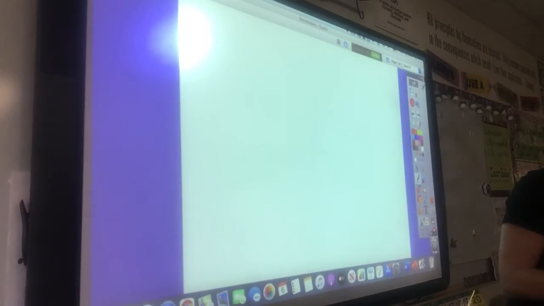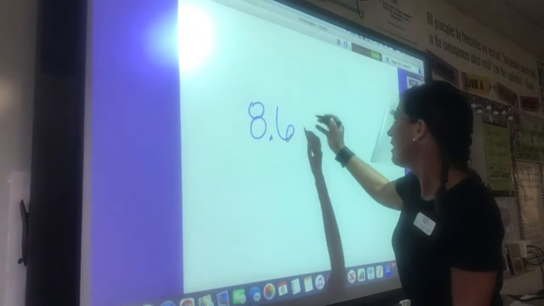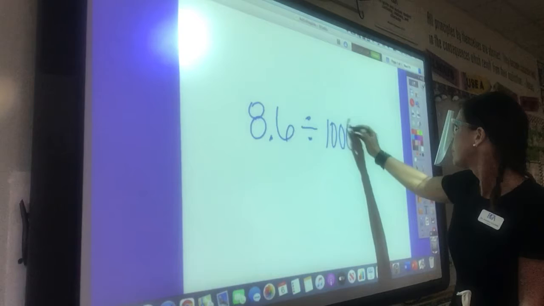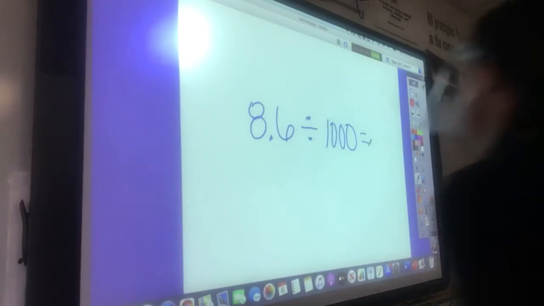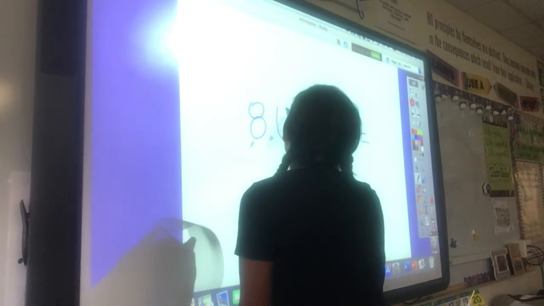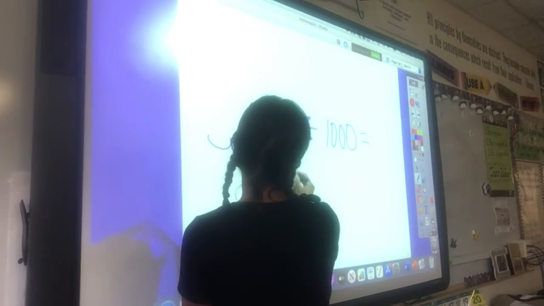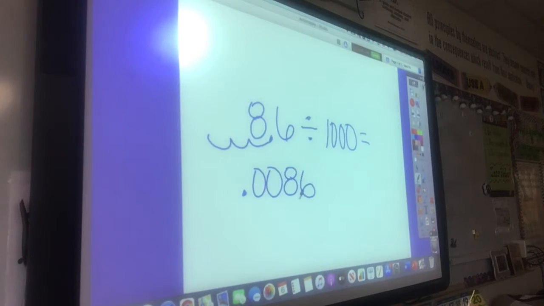Okay, let's do 8.6 divided by 1,000. Okay, 1,000 has 3 zeros in it. So you have to do something on this one when you jump backwards. So Carlo, would it be 0.0086? 1, 2, 3. So it's .00086. Exactly.